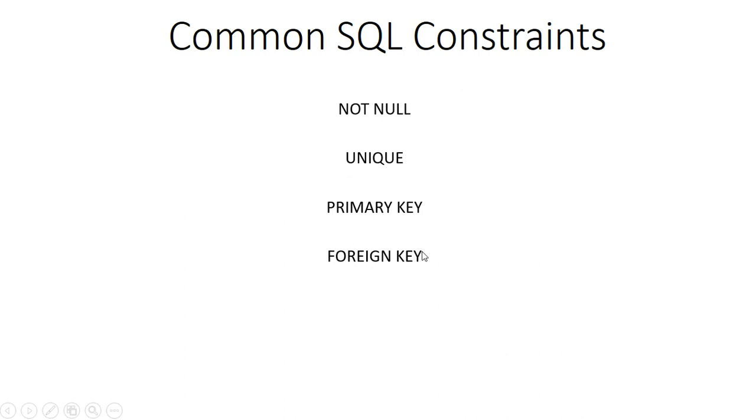We have foreign key. A foreign key enforces referential integrity. We are saying the primary key in another table is a foreign key in another table. So a foreign key is a key used to link two tables together. It is a field or collection of fields in one table that refers to the primary key in another table. Let me just give you an example.